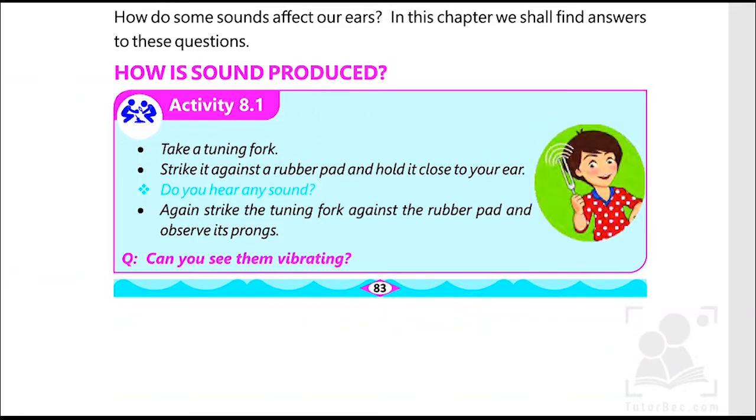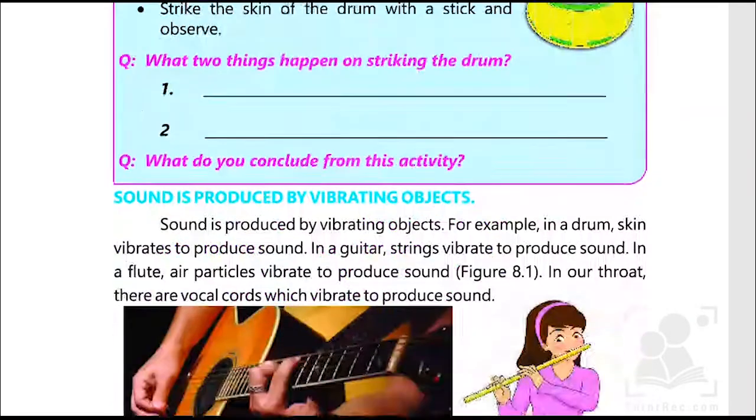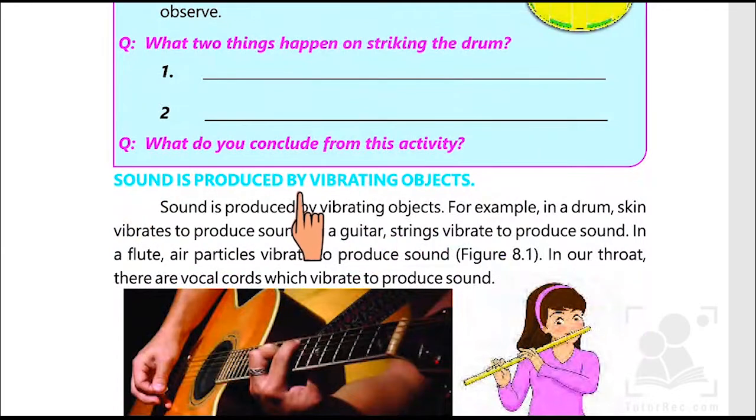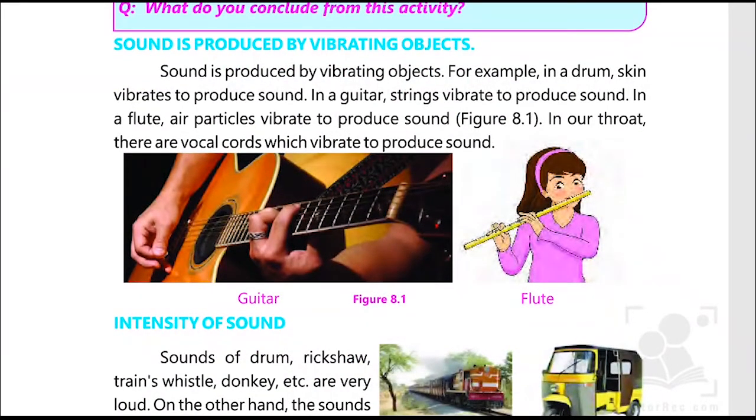How is sound produced? Sound is produced by vibrating objects. For example, in a drum, skin vibrates to produce sound. In a guitar, strings vibrate to produce sound. In a flute, air particles vibrate to produce sound. So we can say that in our throat, there are vocal cords which vibrate to produce sound.